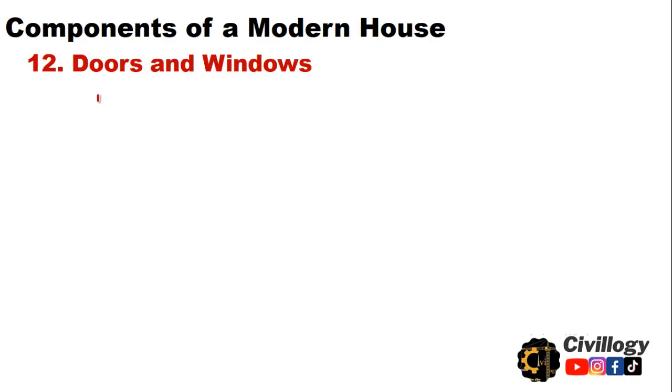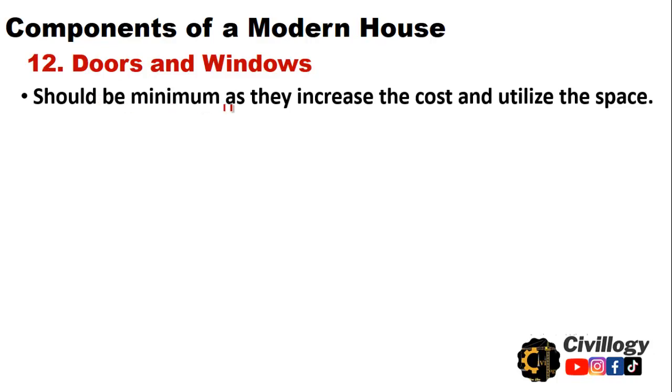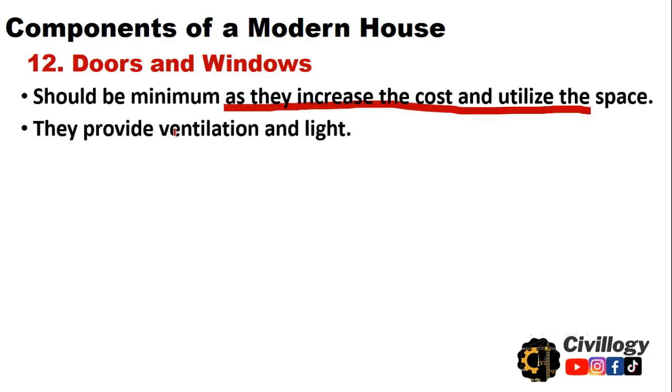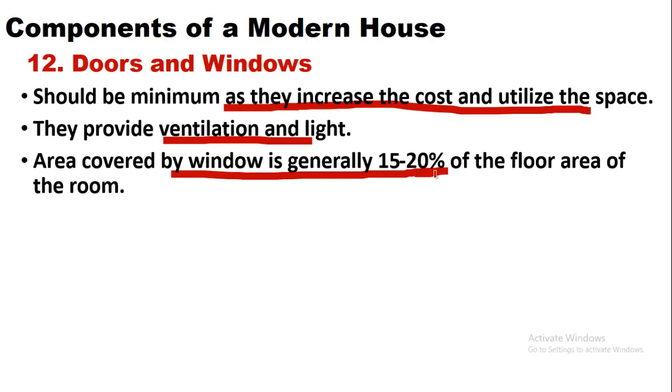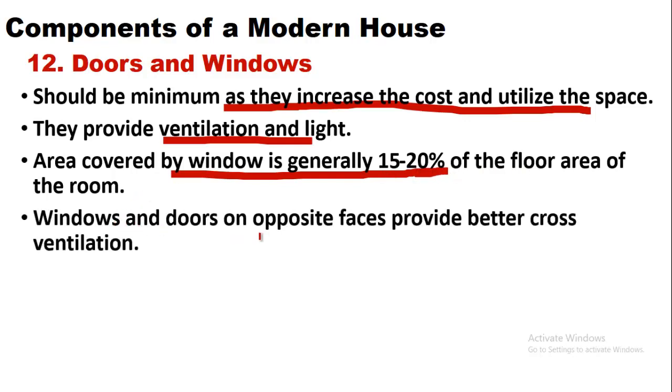Now what is the standard size of doors and windows and where should they be provided? They should be minimum as they increase the cost and utilize the space. They provide ventilation and light. Area covered by window is generally 15 to 20% of the floor area of the room. Windows and doors on opposite faces provide better cross ventilation. It means that the doors and windows should be on the opposite walls for better ventilation.